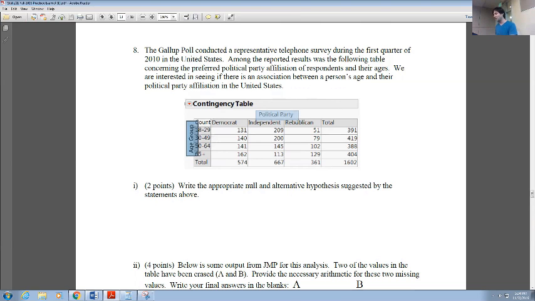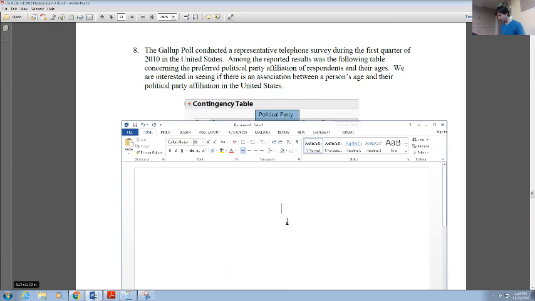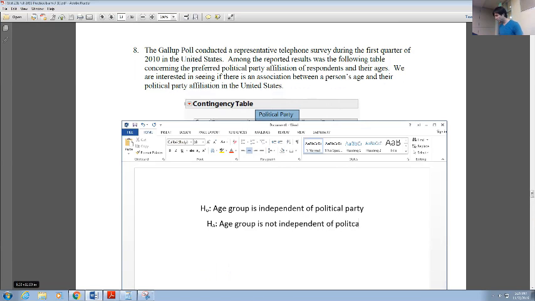Exactly, not independent. So when we write the null and alternative right here, all you have to do is write H0: age group is independent. And then for the alternative, you can write: age group is not independent. And that's simply it right there. That's all you have to write.